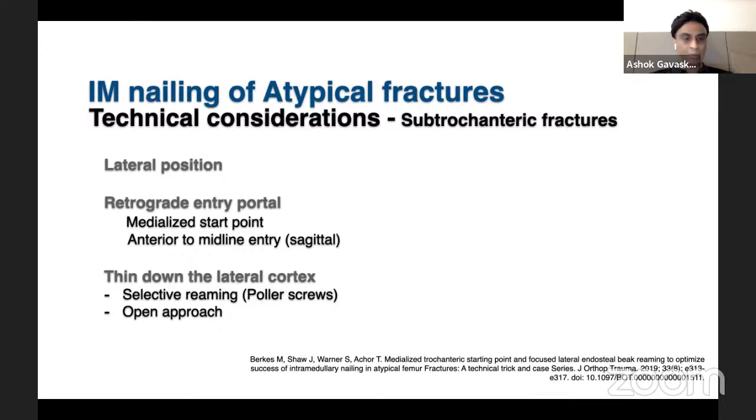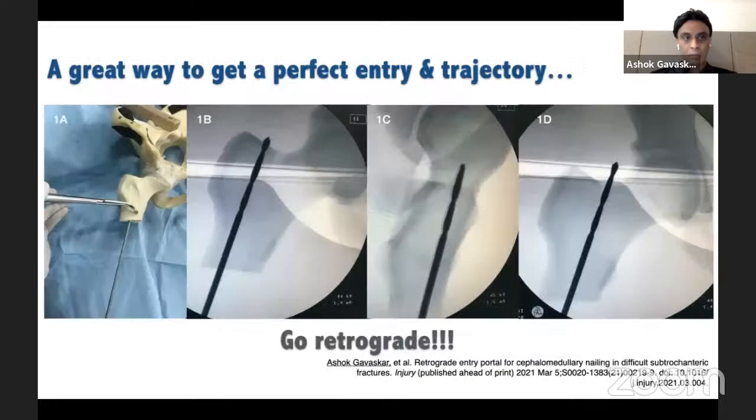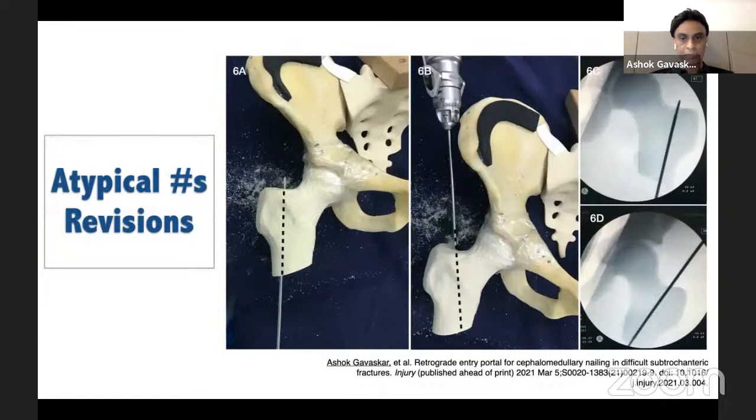What we usually do is open it and then burr out or ream out the lateral cortex. This is one of our papers where we highlighted the utility of going retrograde. These fractures can be addressed in this manner. Get your entry point retrograde. It's very easy. You don't have to struggle. So you get a medialized start point. You can also trajectory your reamer from distal to proximal so that you can selectively core out that thickened lateral cortex very easily. You don't have to struggle. This is our preferred way of doing it in these fractures and also for some of the revision subtrochanteric fractures.